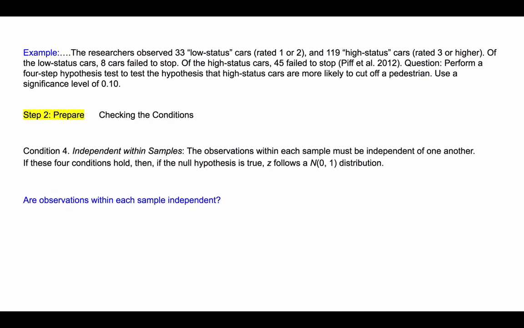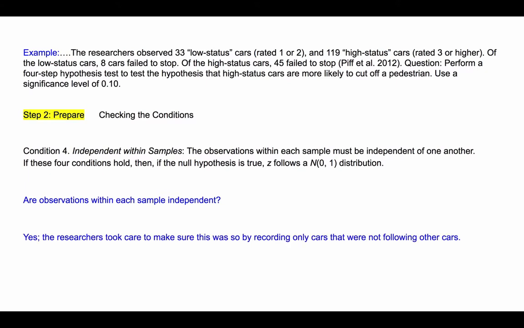Okay. Now, condition 4, independent within samples. So are the observations within each sample independent? Yes, the researchers took care to make sure this was so by recording only cars that were not following other cars. So for each car observed in this experiment, the researchers made sure that they were not near any of the other cars, in fact, not near any other cars at all.